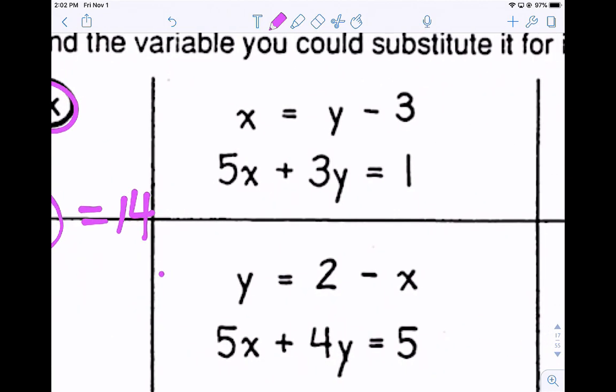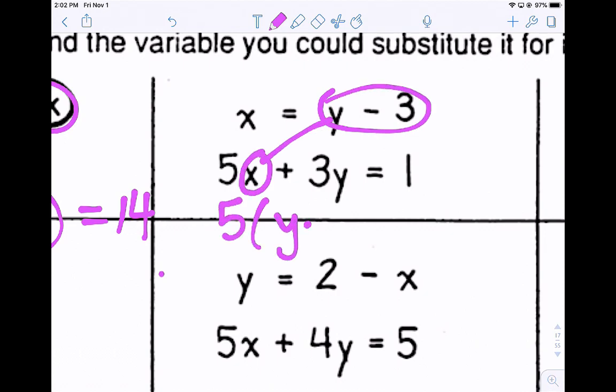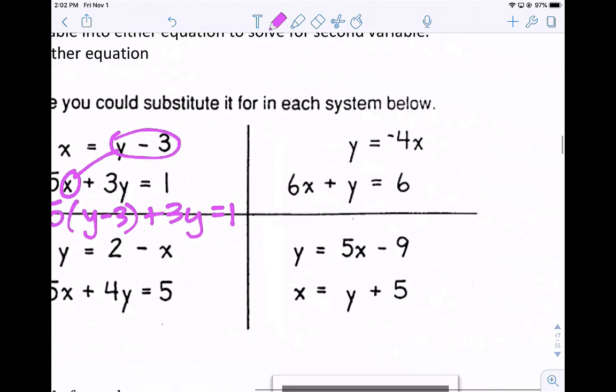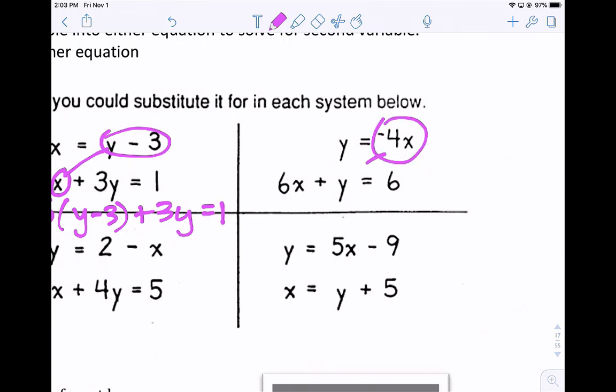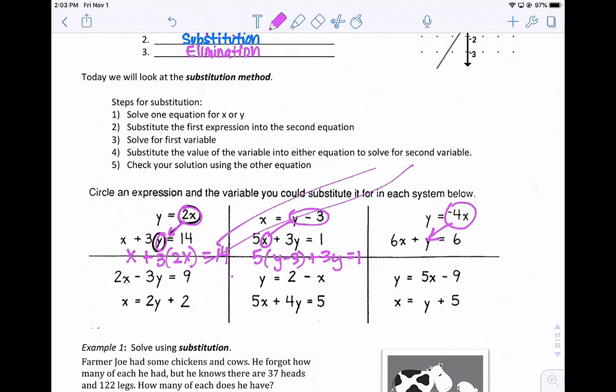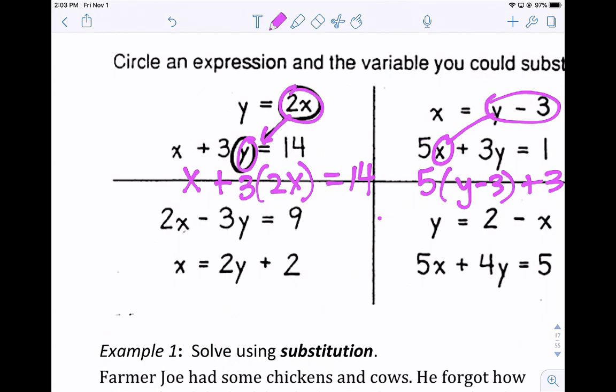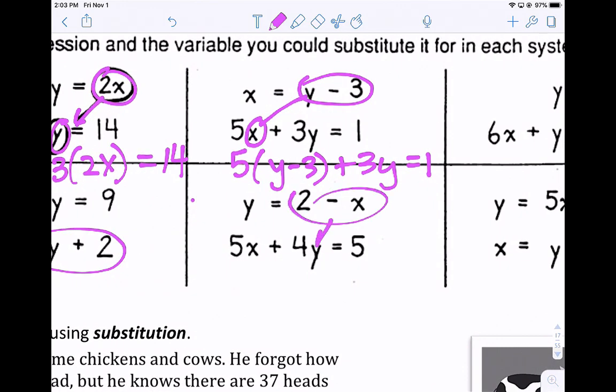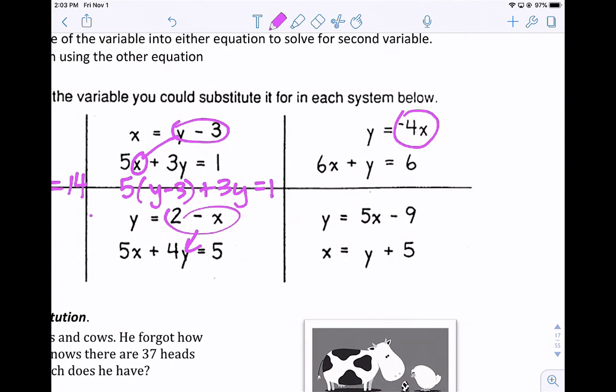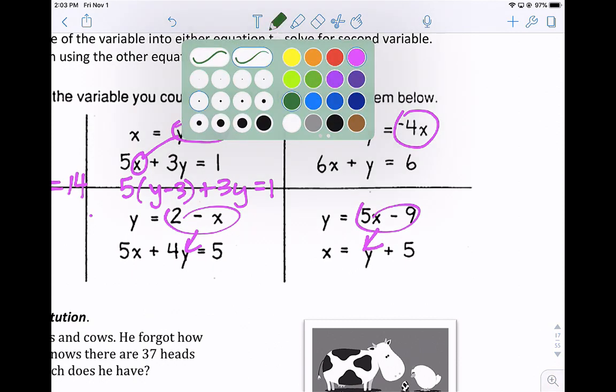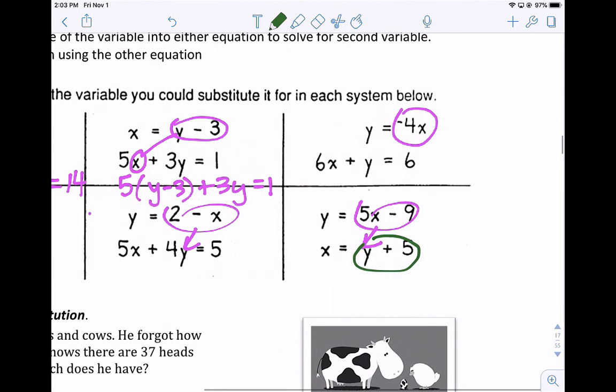Let's take a look at this one. Here x is by itself, so we would plug this one in for x. Here's what it would look like: 5y minus 3 plus 3y equals 1. So there's the substitution piece. Okay, for the next one, y is by itself, so this is where we would plug it in. For the second one, x is by itself, so we would plug this in for x. For the next one, y is by itself. Plug it in for y. And the last one, y or x is by itself, so you could do it either way. You could stick this in right here, or you could stick this in right here for x.